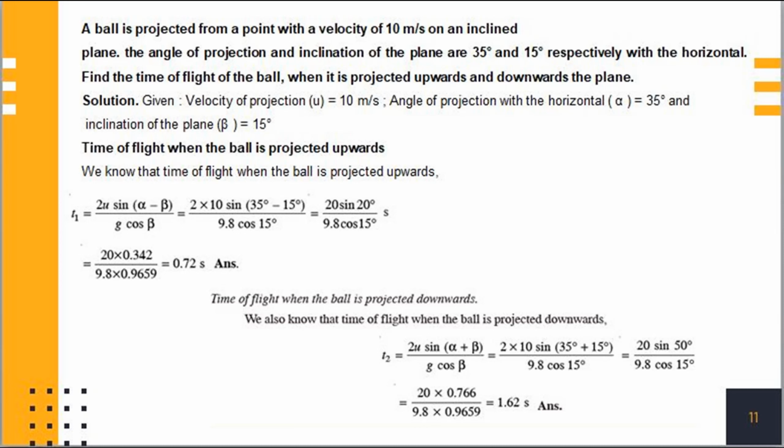Therefore, the answer of this problem: the time of flight of the ball when it is projected upwards is T1 equal to 0.72 seconds, and the time of flight of the ball when it is projected downwards the plane, T2, is equal to 1.62 seconds.